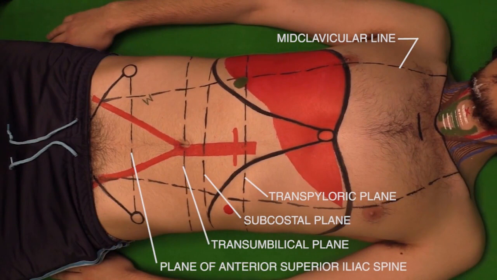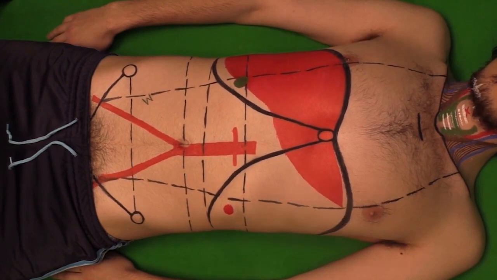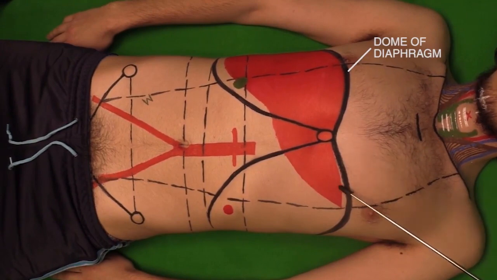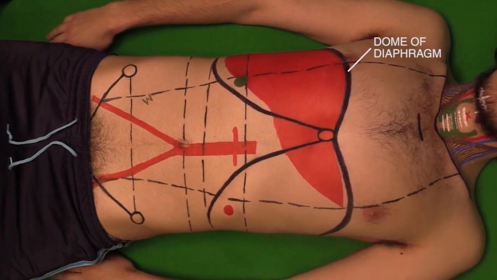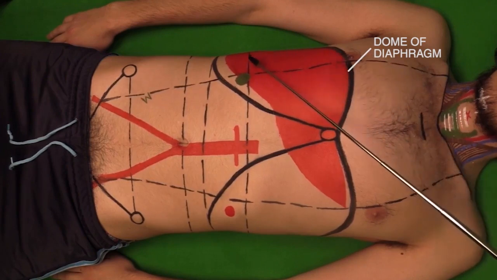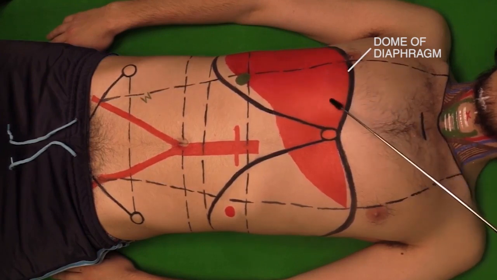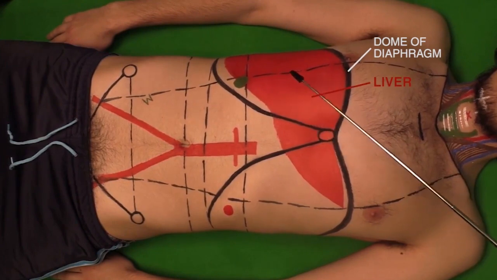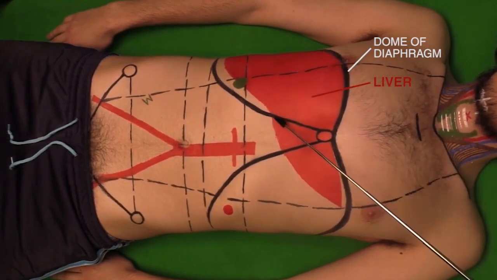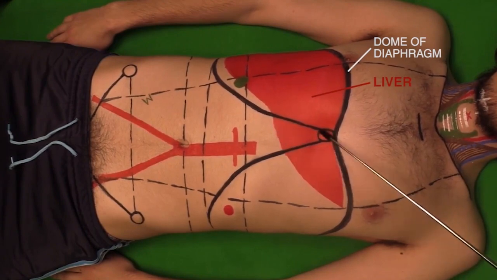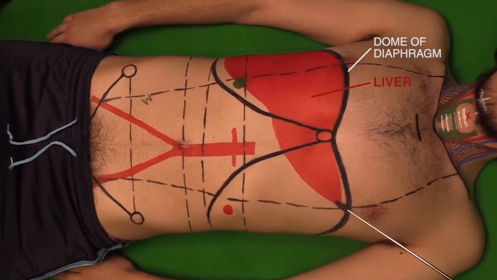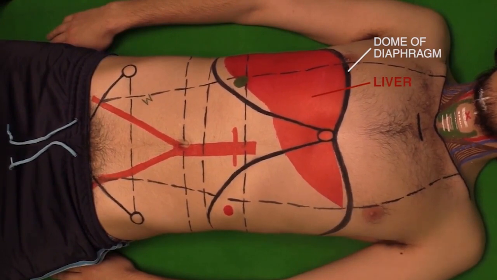Going back superiorly here, we can identify the dome of the diaphragm on the right, the dome of the diaphragm on the left, and inferior to the dome of the diaphragm on the right, we can see the large liver. We see it extends across the midline, and it's about 3 finger breadths below the xiphoid process as it crosses the midline, and then terminates close to the midclavicular line on the left.